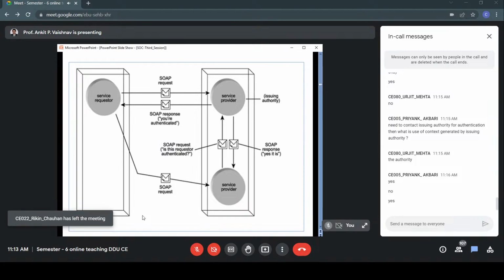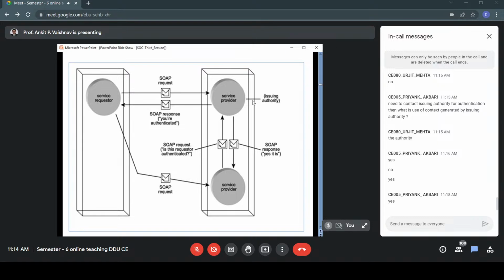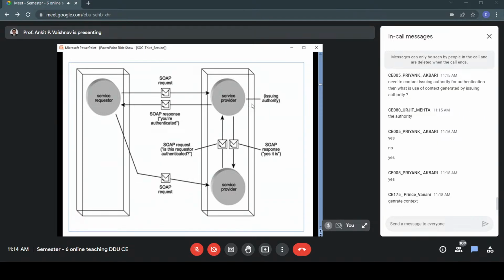Now, let us look at this. The requester is sending a SOAP request to the service provider. We assume that there is no intermediary over here, and even if an intermediary is there, there is no issue. So the service provider is your first point of contact. Let us say it is your account service, so it will act as the issuing authority. Suppose you are asked this question in MCQ or in theory: what is the task of the issuing authority? What will be the 2 or 3 tasks?